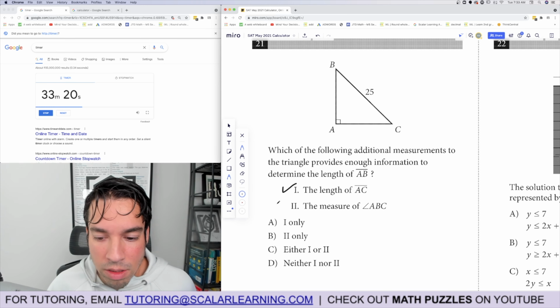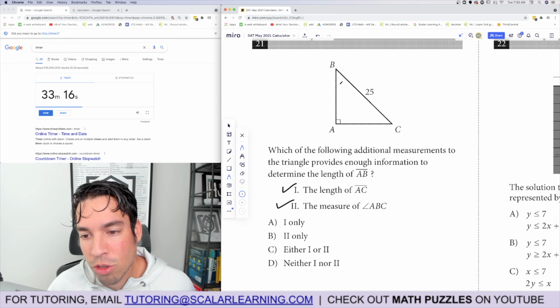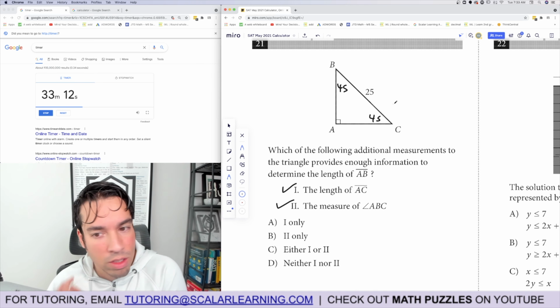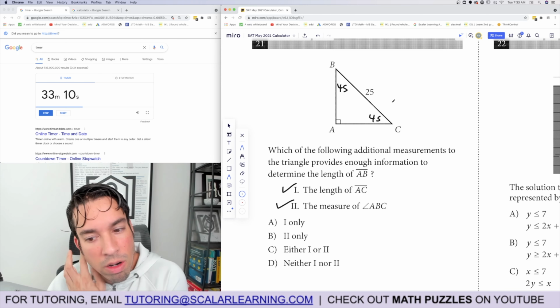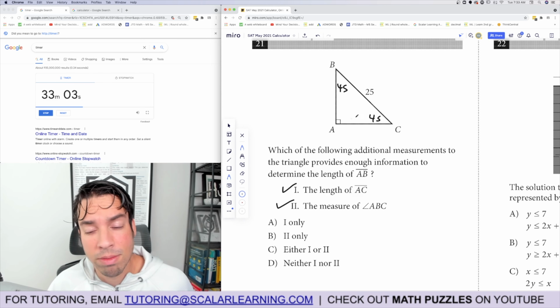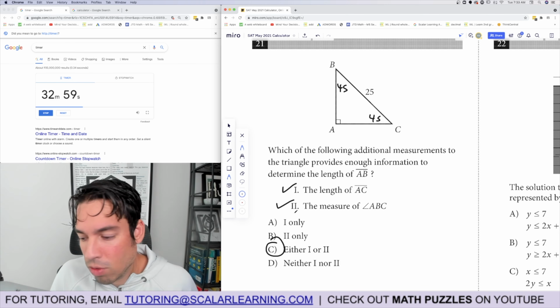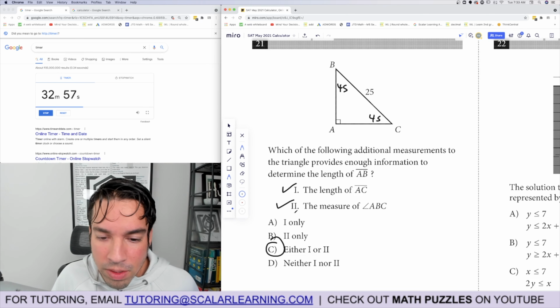I think both of these, because if I got the measure of ABC, I know that's 90. Like, let's just pretend this is 45. And then I'd also know that this is 45. But then I can use trig. If I need to find AB, I'd just say sine of 45 equals x over 25. And then we'd have it. So either of those guys alone. We don't need them together. So yeah.